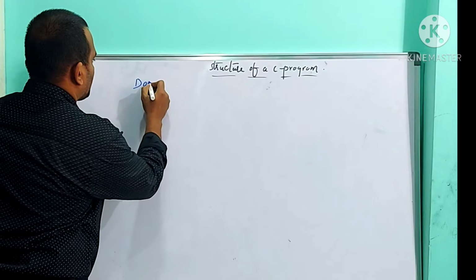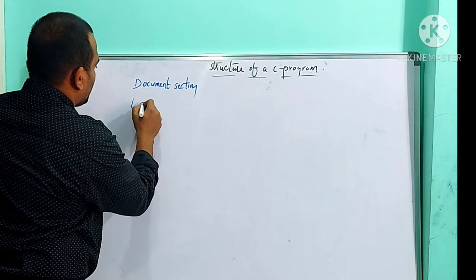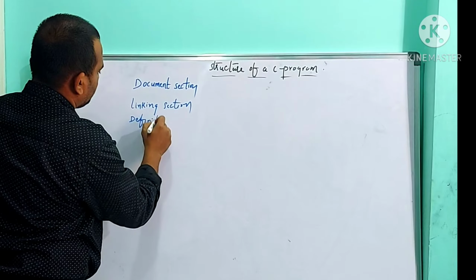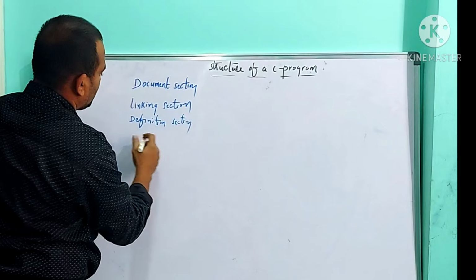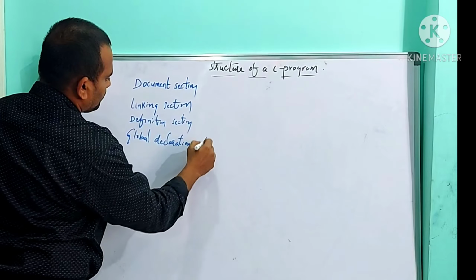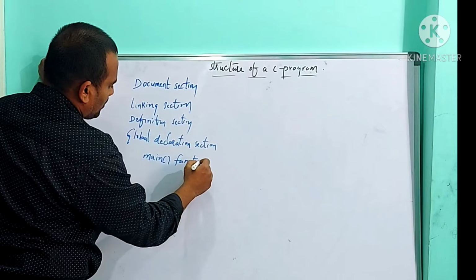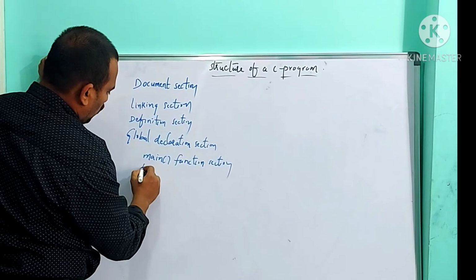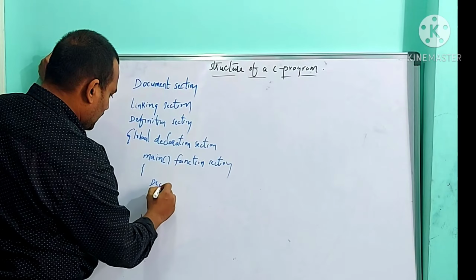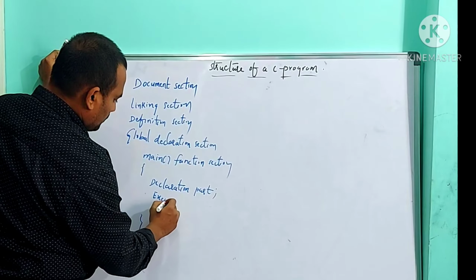First one is the document section. Linking section. Definition section. Global declaration section. Main function section. Open curly brace, followed by a closing curly brace. Here every function body contains two things: declaration part and executable part.